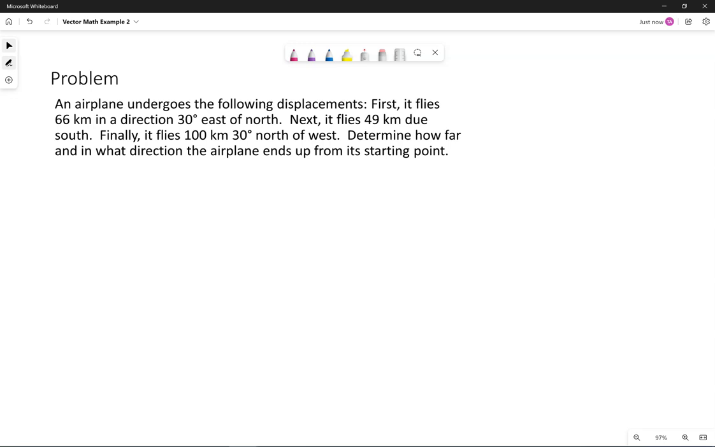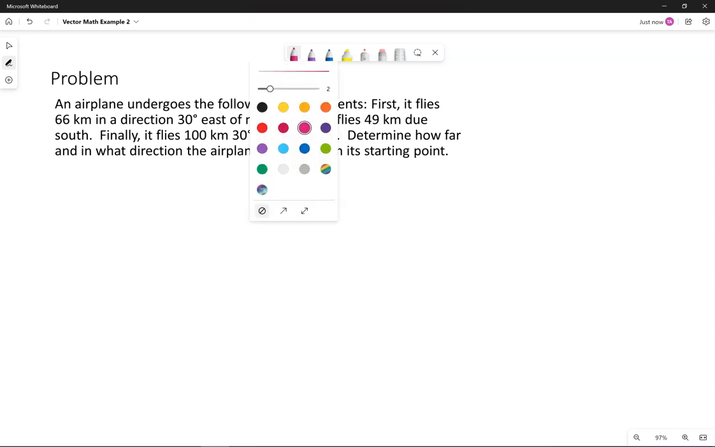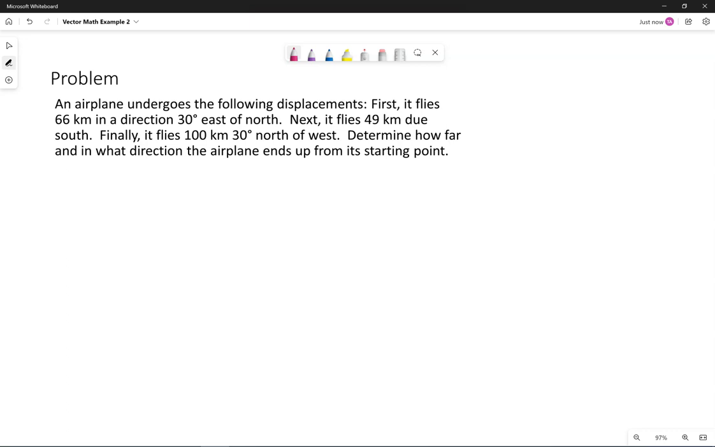Here's our second problem as an example for vectors. This one, we're specifically talking about displacement vectors. So reading through this, we have an airplane going through the following displacements. It flies 66 kilometers, so I would draw a vector that represents 66 kilometers. And they give us a direction of 30 degrees east of north.